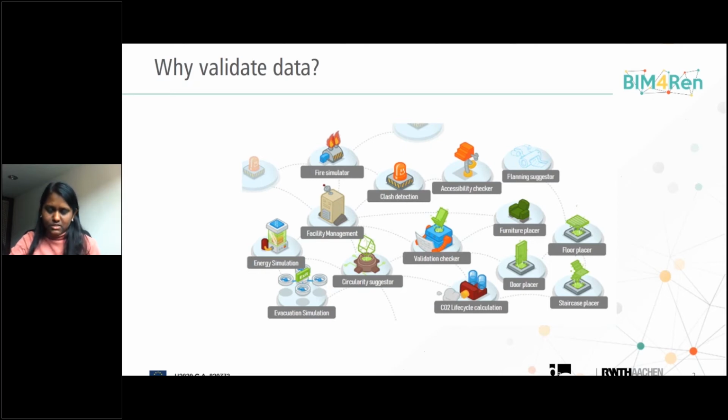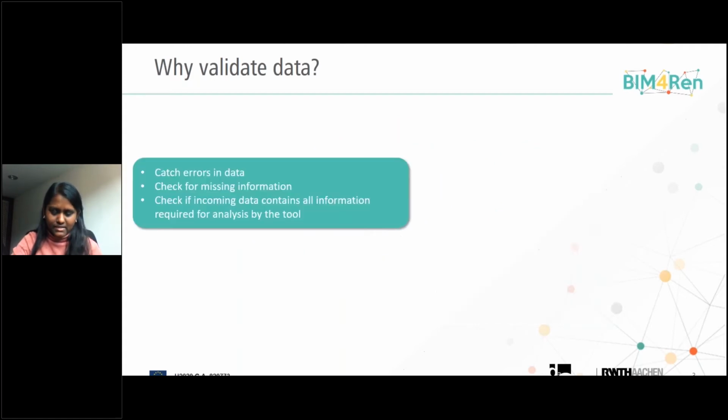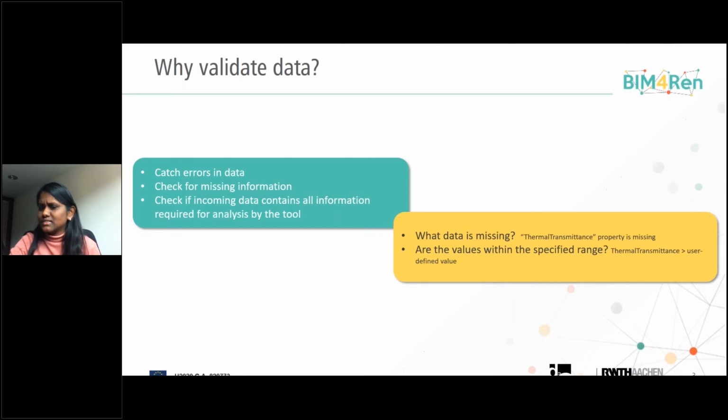In short, we have a series of interconnected tools that communicate with each other based on the information each tool sends to another. One of the things that we have to make sure is that the data given as input to another tool has all the necessary information, which means we have to catch the errors in the data and check for any missing information. We also need a mechanism to check that a tool's output has all the information required for the next tool to use it. In short, this would look something like this.